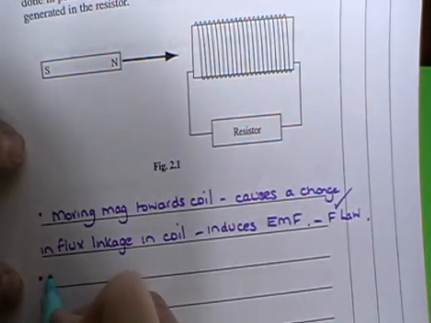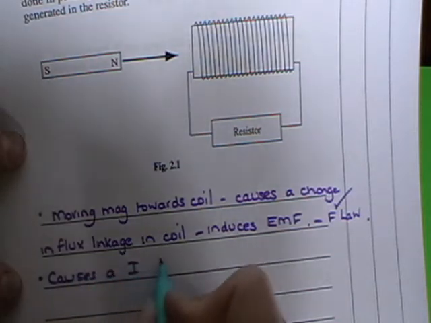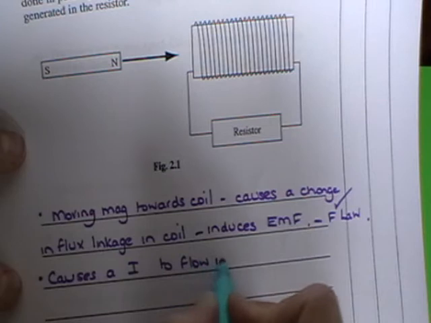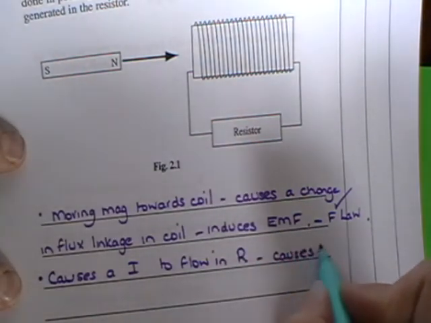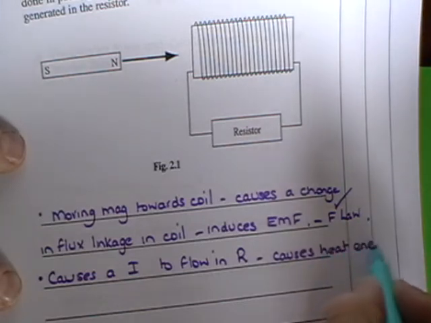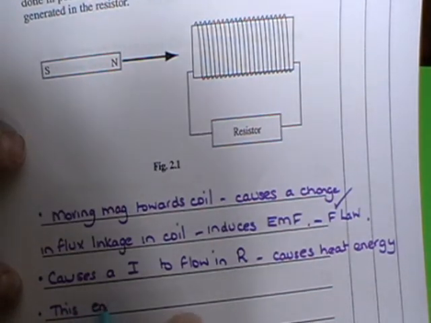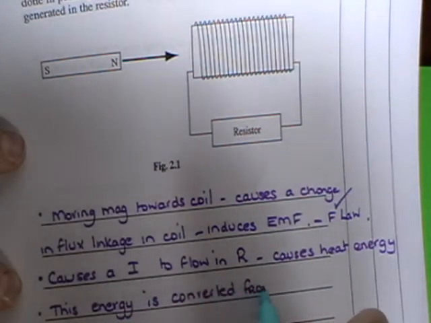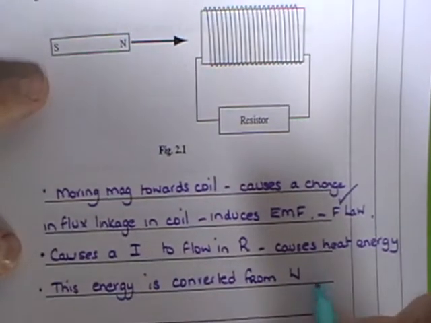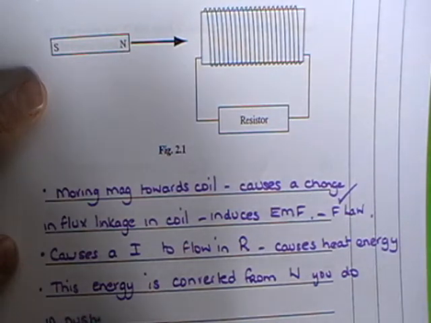The next point then is this causes a current to flow in R, and that causes heat or thermal energy. This energy is converted from the work that you have to do in pushing the magnet into the coil.